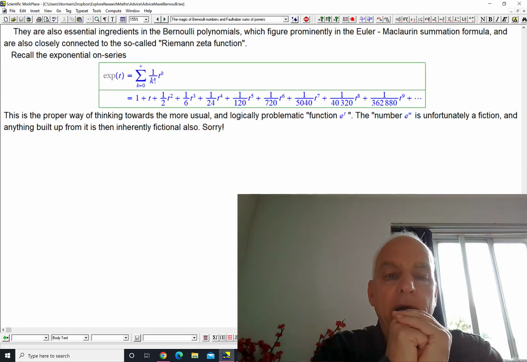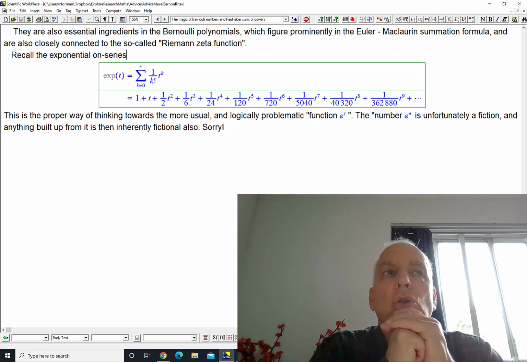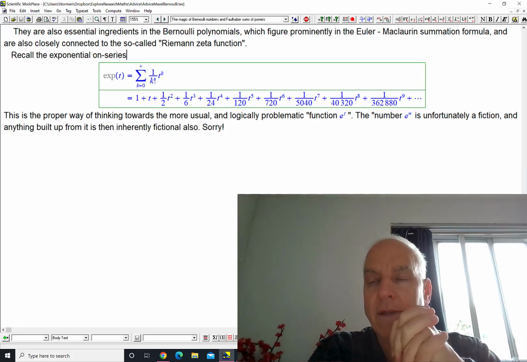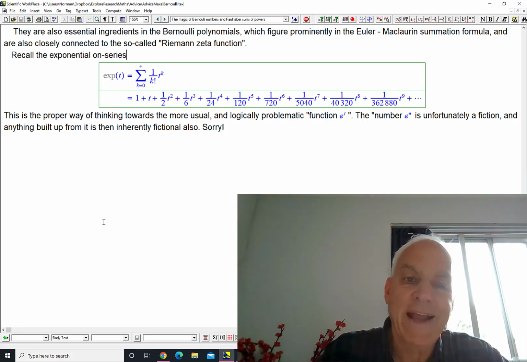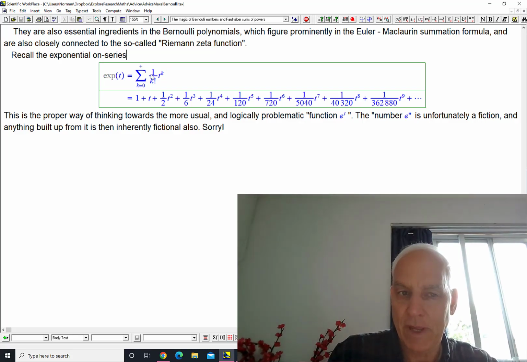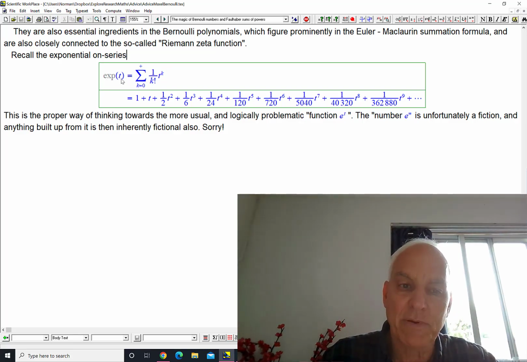So let's start by looking at a so-called exponential generating function for the Bernoulli numbers, which is a nice way of introducing them. So I have to remind you about the exponential series. We're going to use the term exp of t to denote this series in t, whose kth term is t to the k over k factorial. So there's a 1 over k factorial in front, and then increasing powers of t.